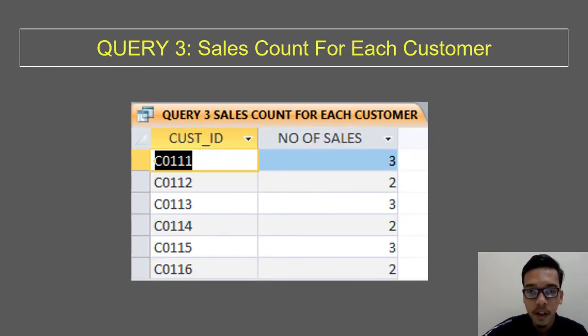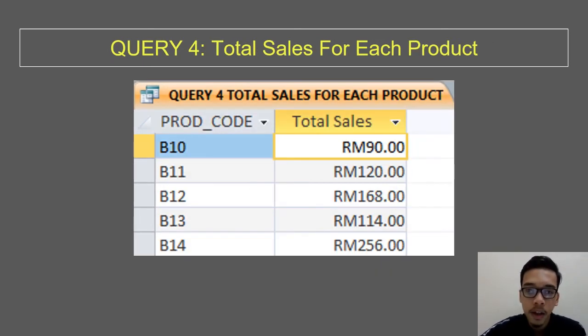And this is the sales count for each customer. To see each customer, we can see how many sales happened at the time. This is the total sales of each product. To see, for every product, what is the total of the sales that happened during the accounting period.